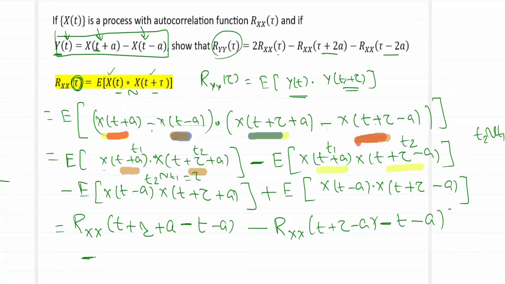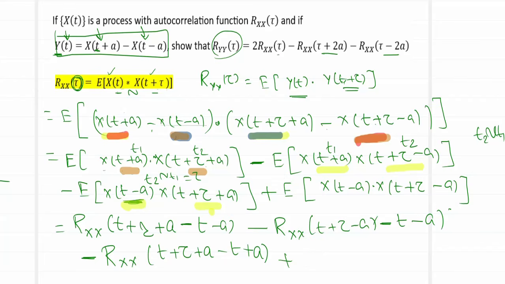Now moving on to the third term. This is going to be your T1 and this is going to be your T2. So this is again Rxx of T plus tau plus A minus T, but you have a minus sign here. So minus of minus makes it plus. So the next term is plus.